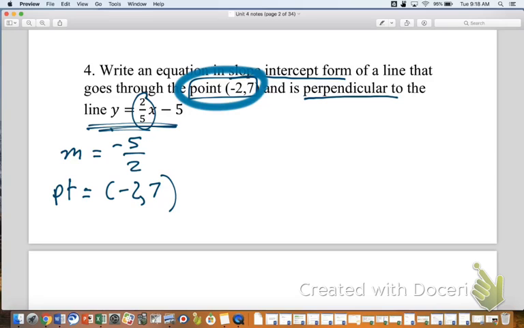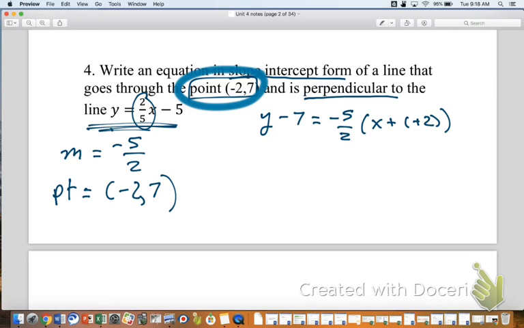Okay, fair enough. Did you guys use point-slope to get this started? That would be what I would suggest. So I would write y minus 7 equals -5/2 times x minus -2. That's your point-slope form of a line. Make sense? Of course, minus a negative is really plus a positive.